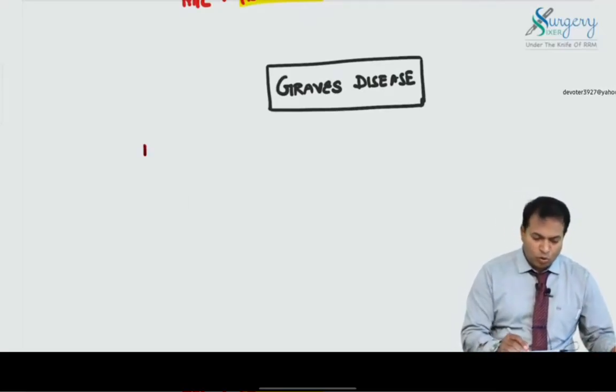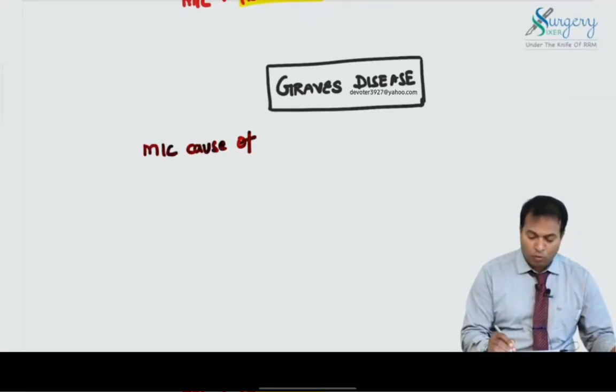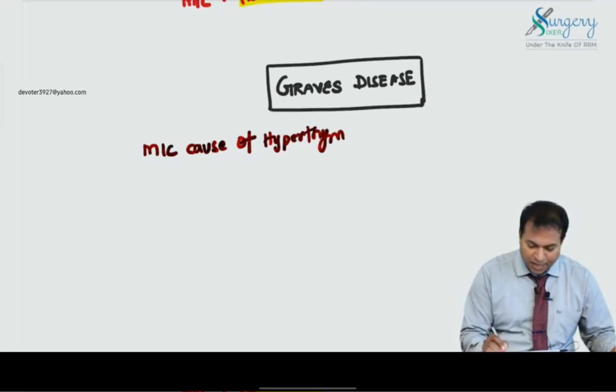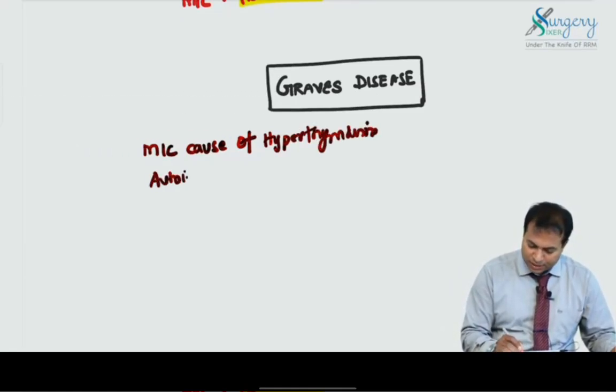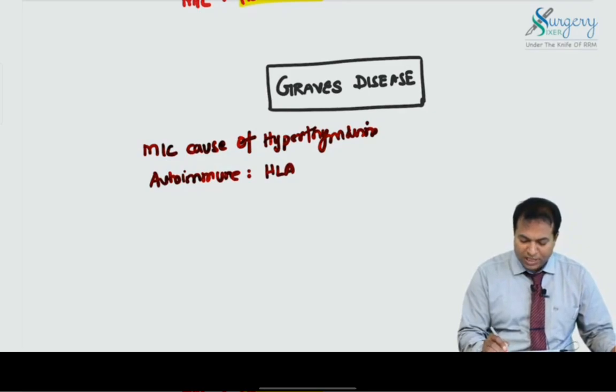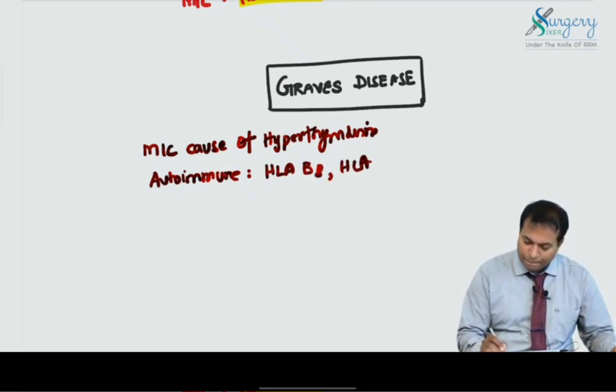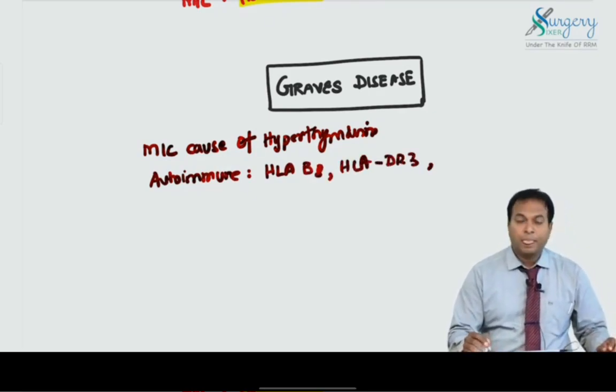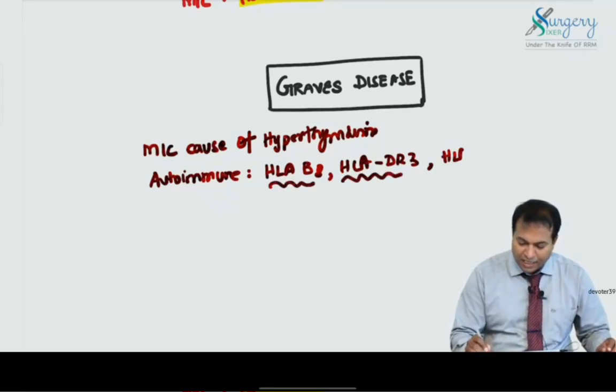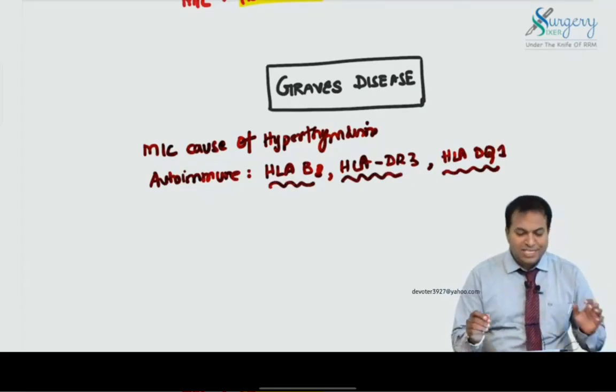So Graves' disease is the most common cause of hyperthyroidism. Please remember, it is the most common cause of hyperthyroidism. It is an autoimmune disease with a strong familial tendency. It has an association with HLA-B8, HLA-DR3, and HLA-DQ1. These are the associations seen in Graves' disease.